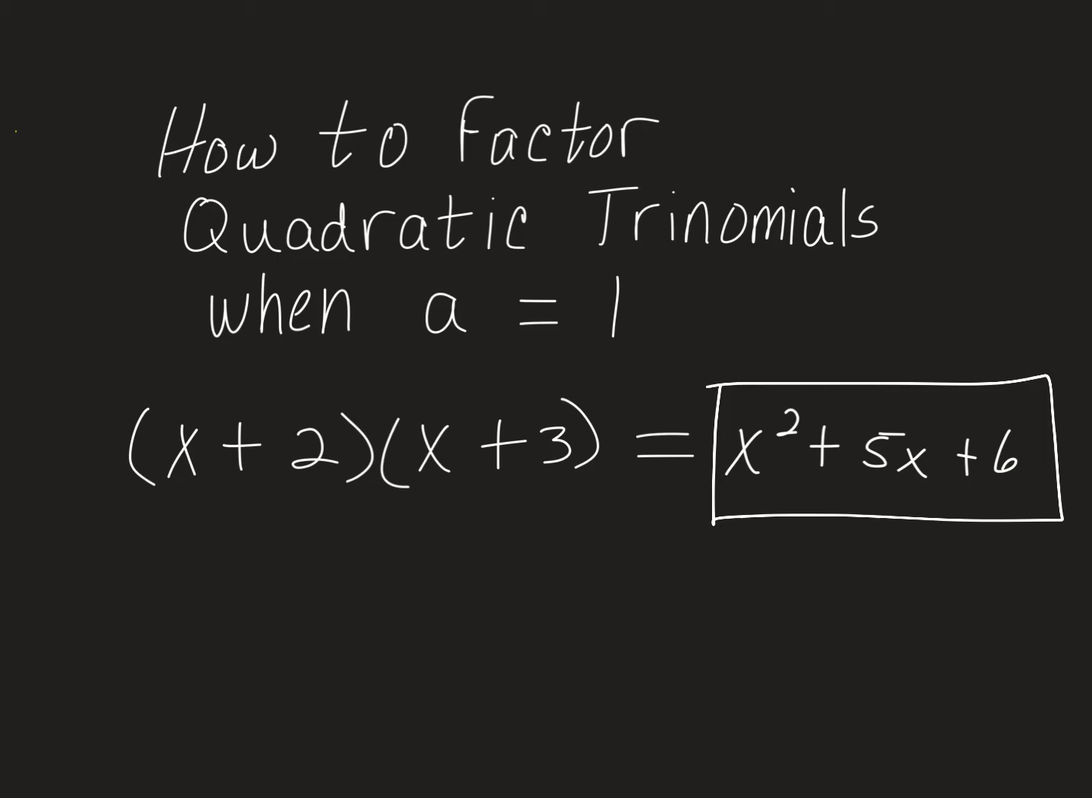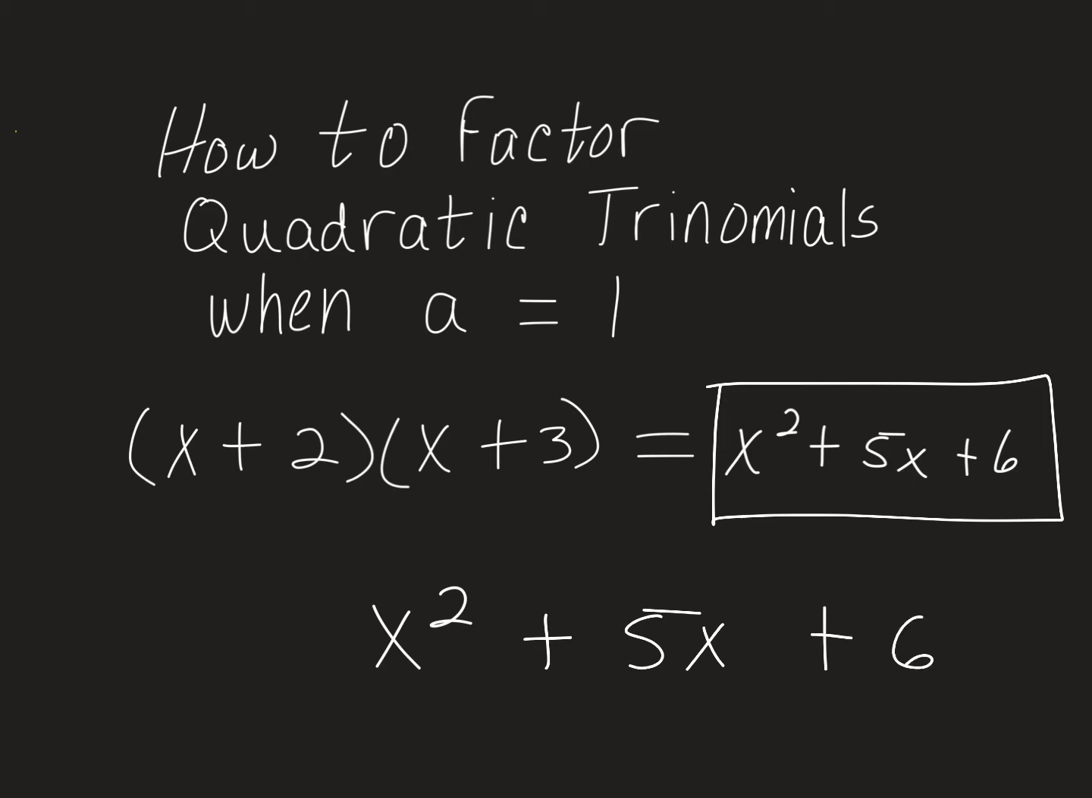The reason it's a trinomial is because we have 3 terms. We've got x squared, we've got 5x, and we've got 6. So we have 3 terms, which is why this is a trinomial. And I'm going to spend a little extra time talking about this idea of a is equal to 1. So the trinomial we have here is x to the second plus 5x plus 6.